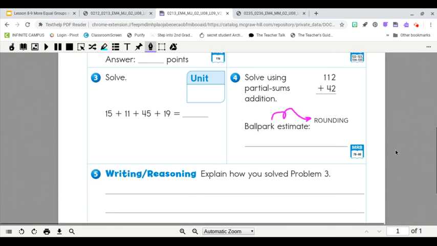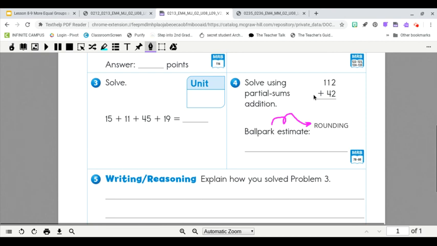And then for number 4, you're solving this addition problem. You can use partial sums if you want. If you want to just solve it this way, you can. And then you need to write a ballpark estimate. And I just made a little reminder that means that you need to be rounding those numbers. I remember for 112, you can round to the nearest 100 or to the nearest 10.